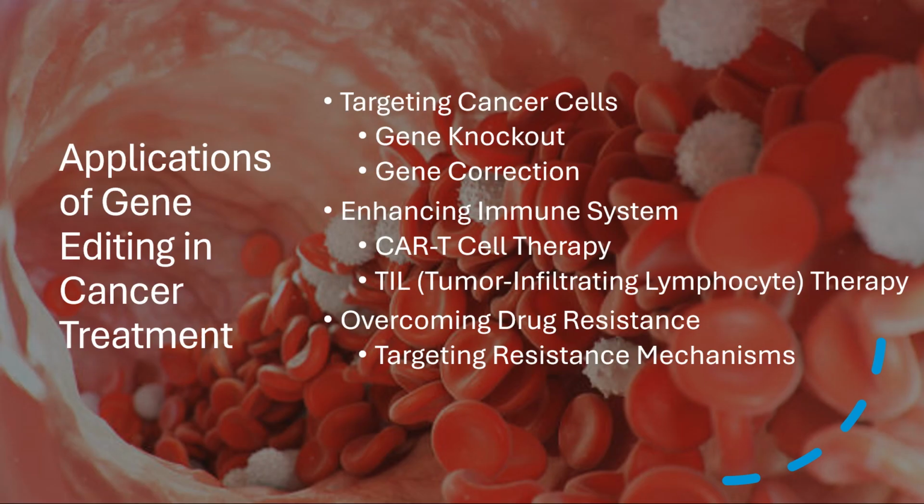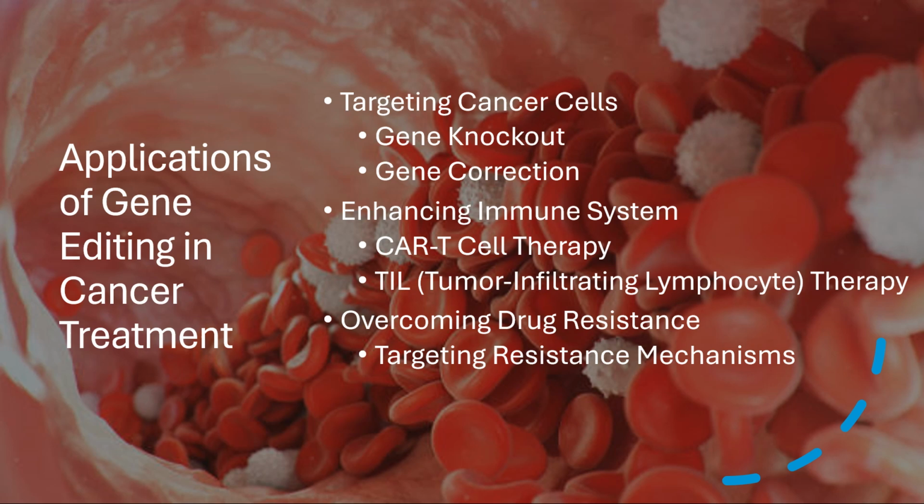Now, how is gene editing used in cancer treatment? First of all, it's used for targeting cancer cells. How is it used? It can be used to knock out a gene in a cell. Now, it involves disrupting specific genes that are essential for cancer cell survival or proliferation. For example, targeting oncogenes, genes that drive cancer, to disable their function. That's one way that we can use gene editing to knock out a gene to target cancer cells.